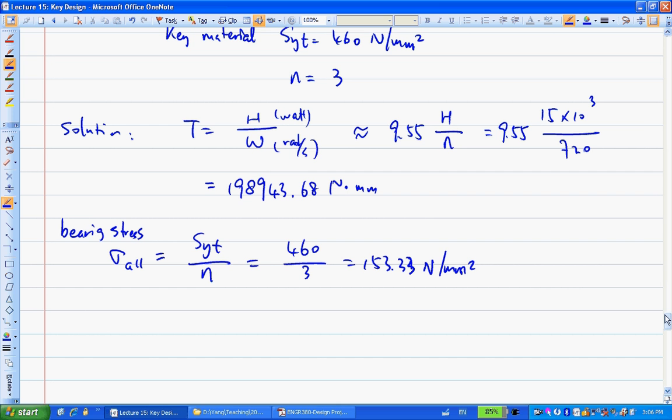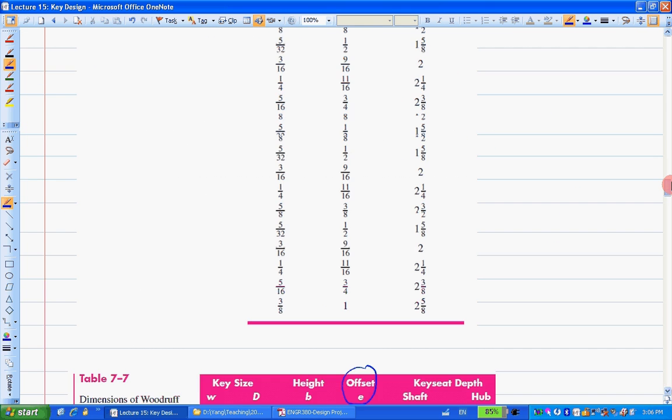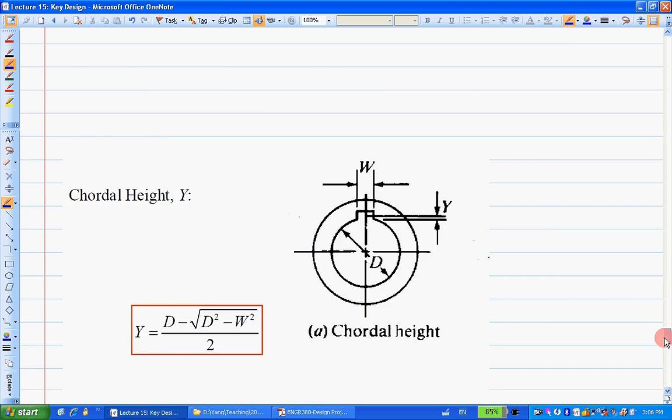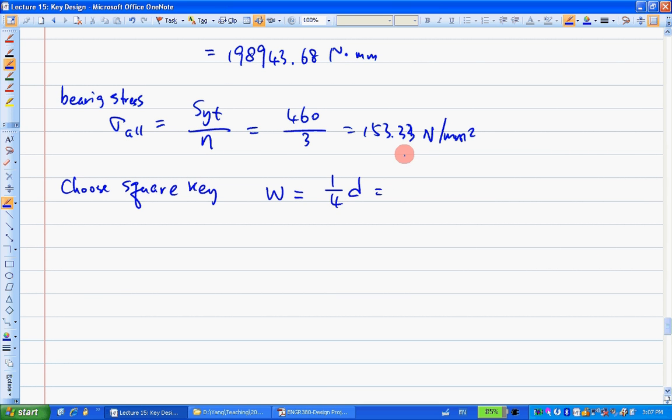If you decide to choose a square key, first of all, the width of the key is 1/4 of the shaft diameter. Why do we want to choose a square key? The diameter is 25 millimeters, so just 1 inch. In one of the tables I mentioned, when your shaft size is less than 6.5 inch, it's recommended to use a square key, though a rectangular key would work too. So 1/4 D gives me 6.25 millimeter.